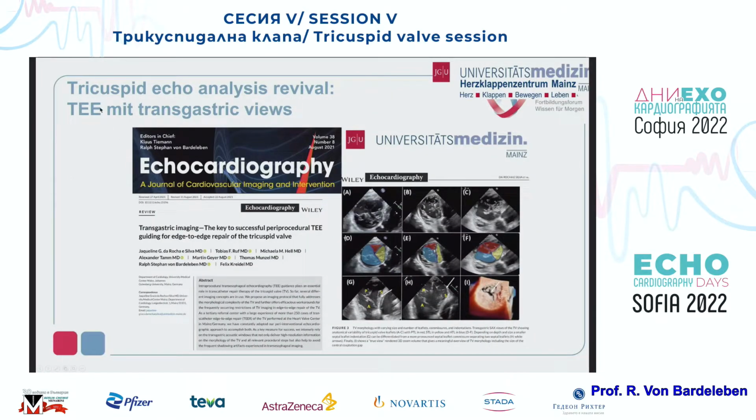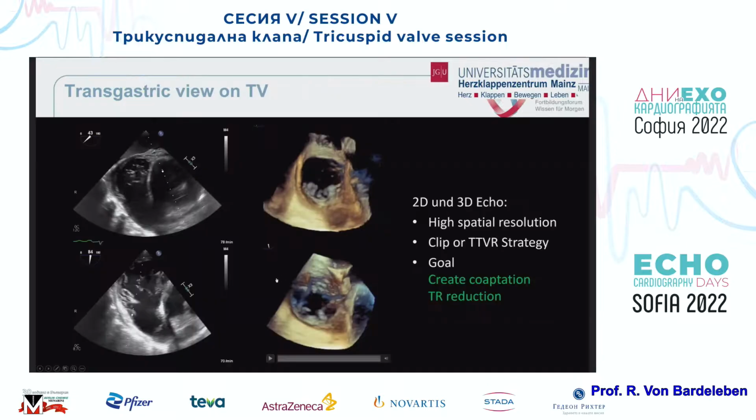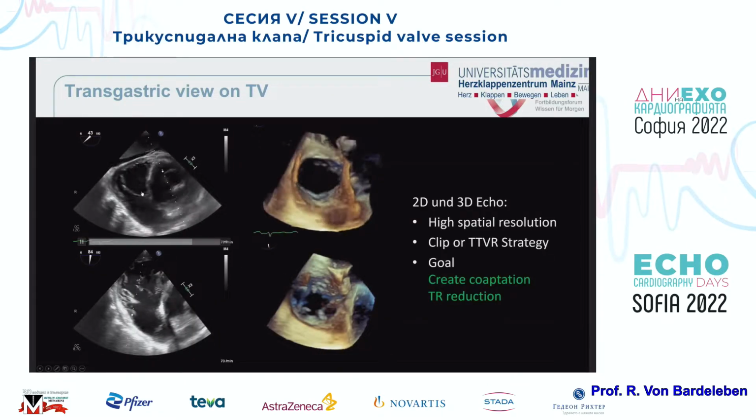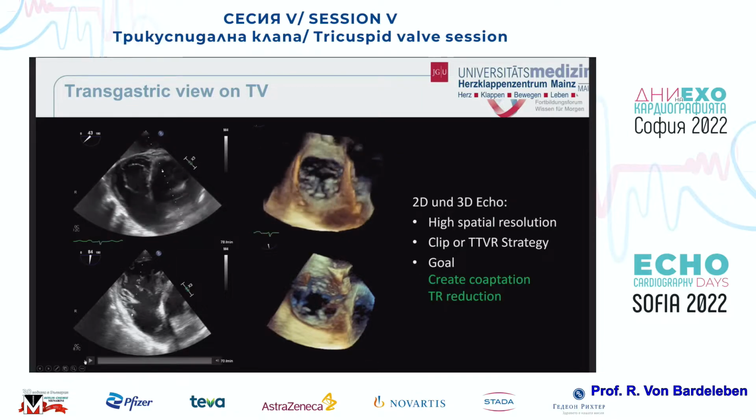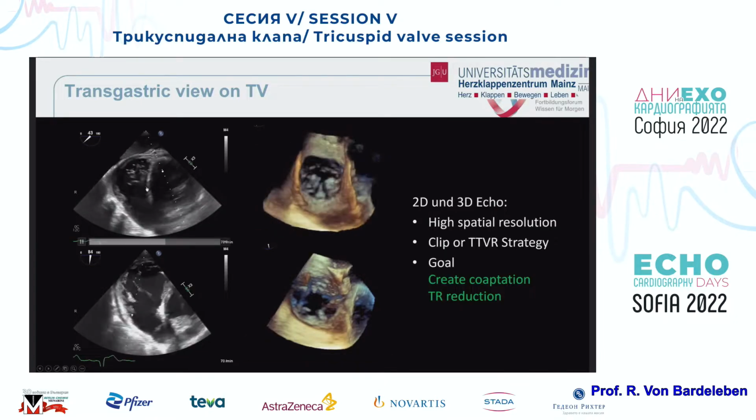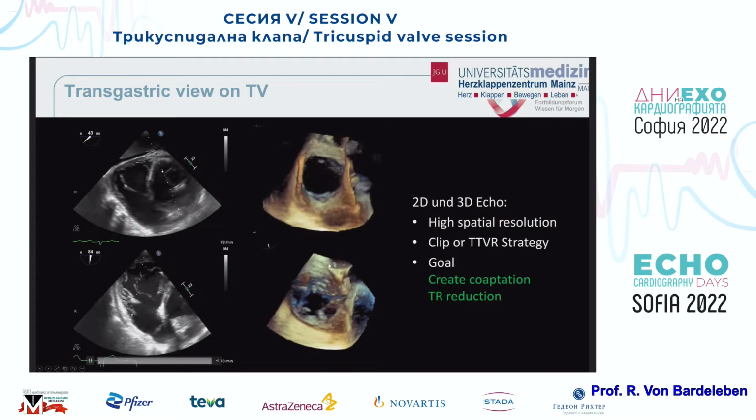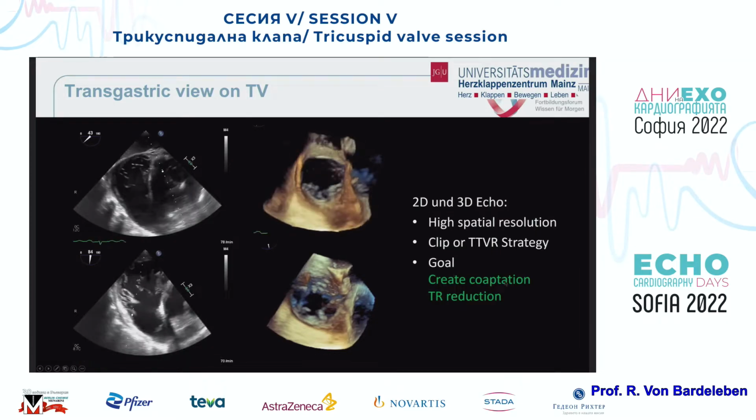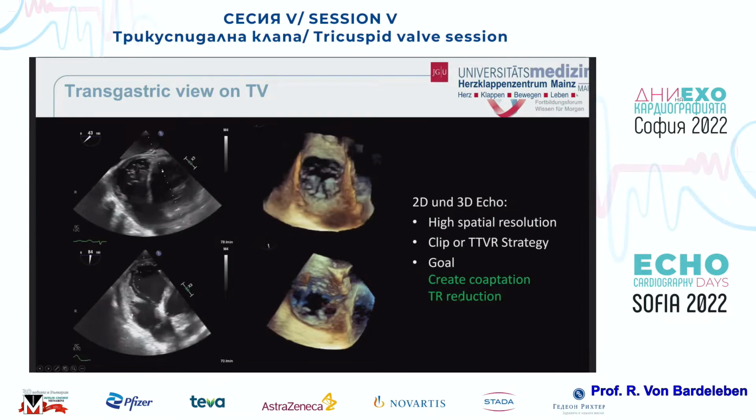We published the importance of transgastric views in echocardiography last year on tricuspid interventions. And you can see how nicely you can depict the different sizes of the tricuspid leaflets once you're used to these techniques, and you'll see the dehiscence. And this is actually all the imaging I need for my interventions. And we do this with 2 different etiologies. One is along the whole septum, and the other one is directed posterior. And our goal is to create cooptation and TR reduction.